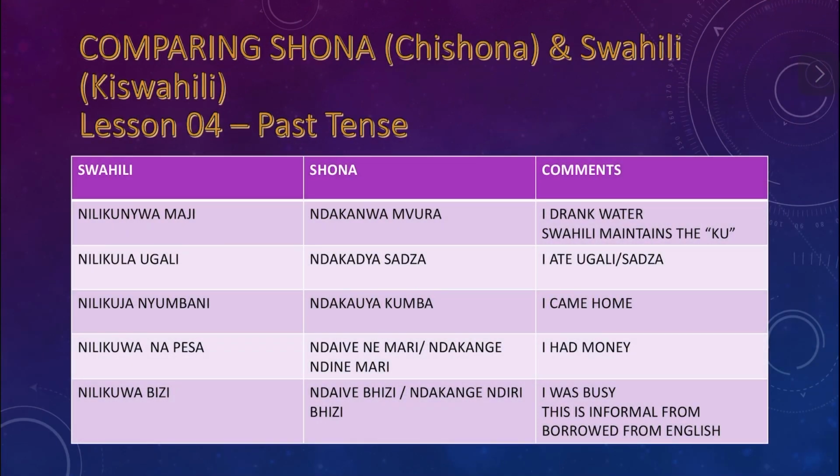Let's now look at some examples. Nilikunywa maji. Ndakanwa mvura. I drank water. The verb is kunywa in Swahili, and in Shona is kunwa. In Swahili, they maintain the ku, nilikunywa. Whilst in Shona, they drop the ku, ndakanwa, without the ku.